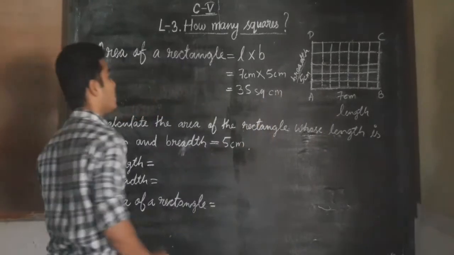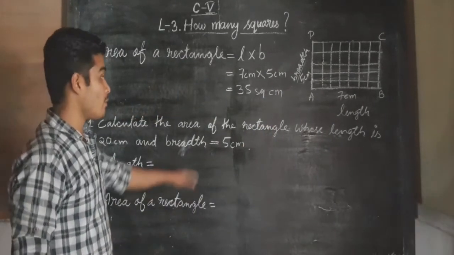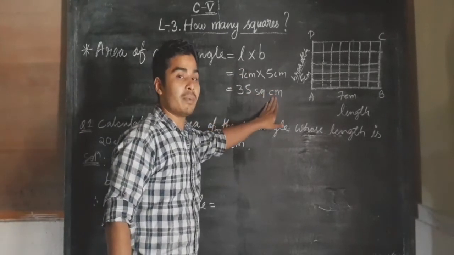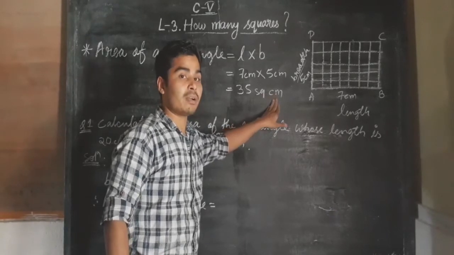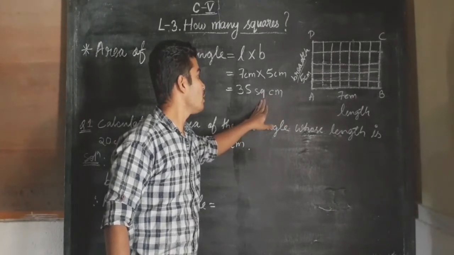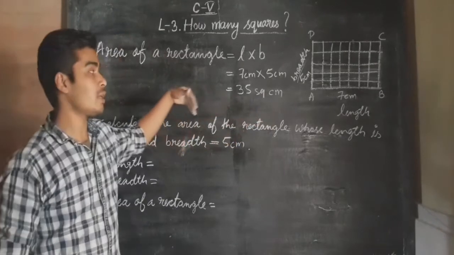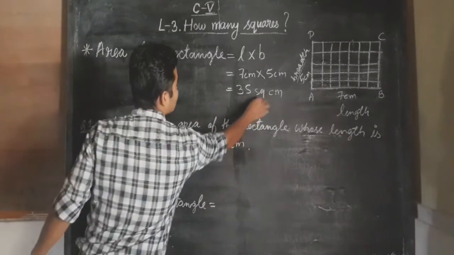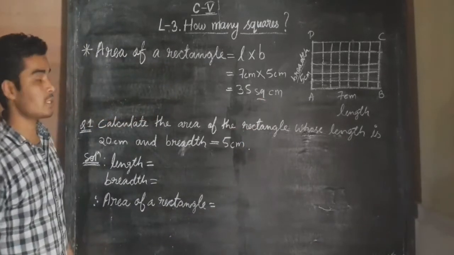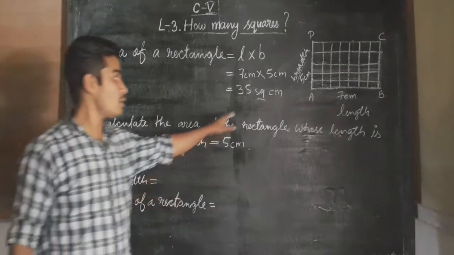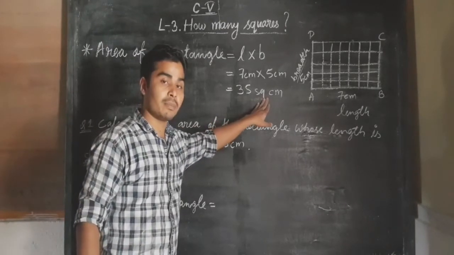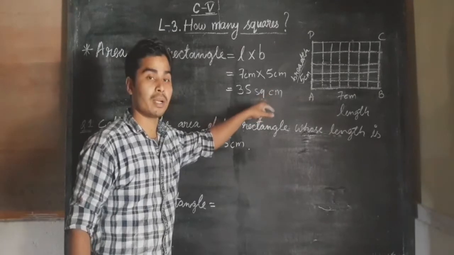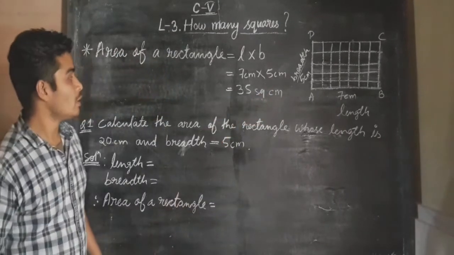So whenever you write the area for any figure, we have to write square centimeter or square meter. Any unit you have to write as square centimeter, square meter, or square kilometer, like that. Any unit you have to use square, otherwise your answer will be wrong. Always remember, don't forget to write square centimeter, or if it is meter, then you have to write square meter, or if it is kilometer, then you have to write square kilometer.